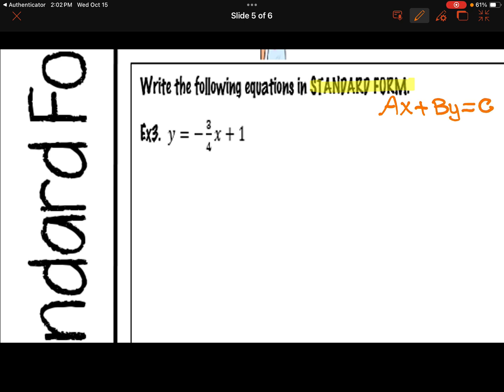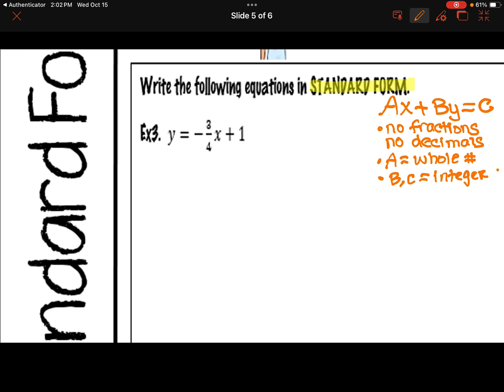And I know that there's no fractions. No decimals. A is a whole number. B and C are integers. So I'm just going through my checklist so I know what has to happen.